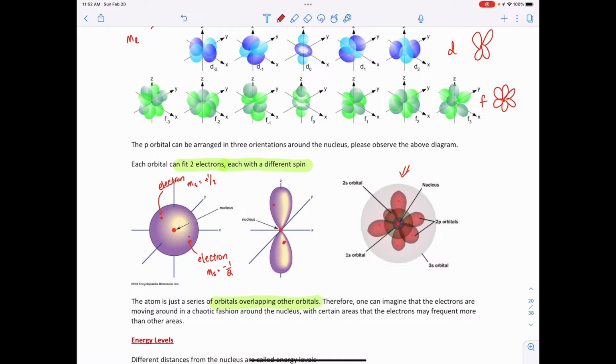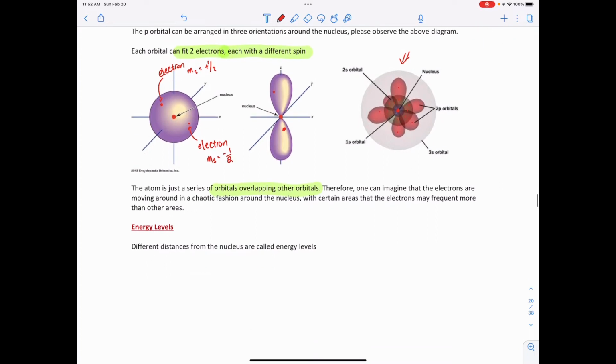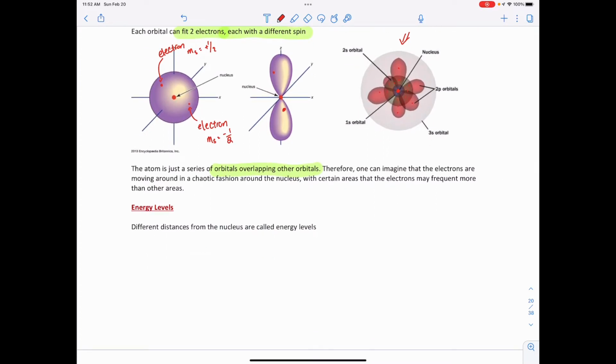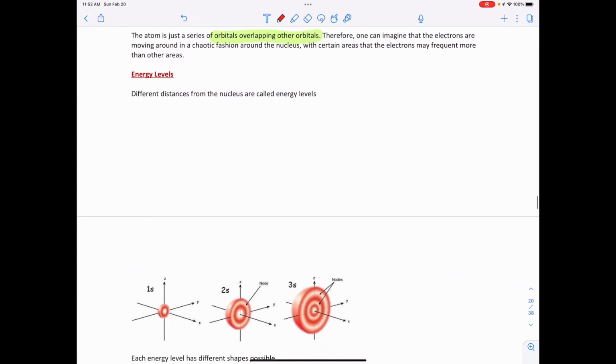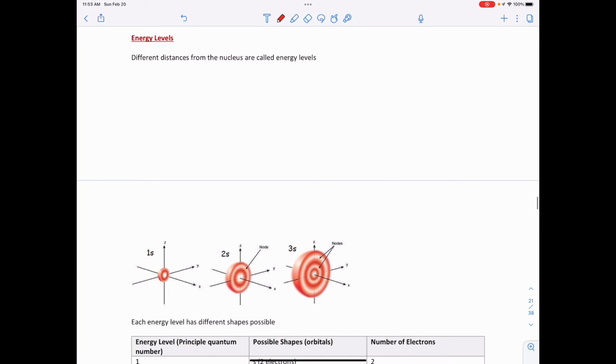If we want to distinguish these orbitals, we're going to revisit our principal quantum number n. The energy levels are the different distances from the nucleus. That's what we call the energy levels. So for example, I could have an s orbital with an energy level of 1.